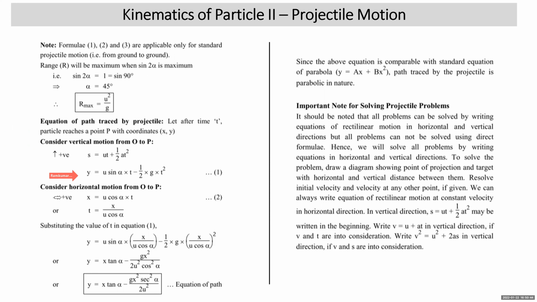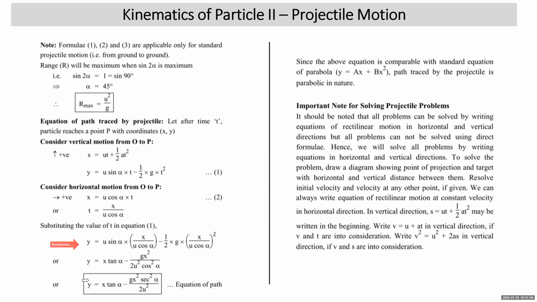Horizontal motion between O and P. Horizontal displacement between O and P is x. Horizontal component of velocity is u cos alpha, so x is u cos alpha into t. Then you write t is equal to x upon u cos alpha. Substitute the value of t into equation number 1. So you get y is equal to u sin alpha into x upon u cos alpha minus half g into x upon u cos alpha whole square.